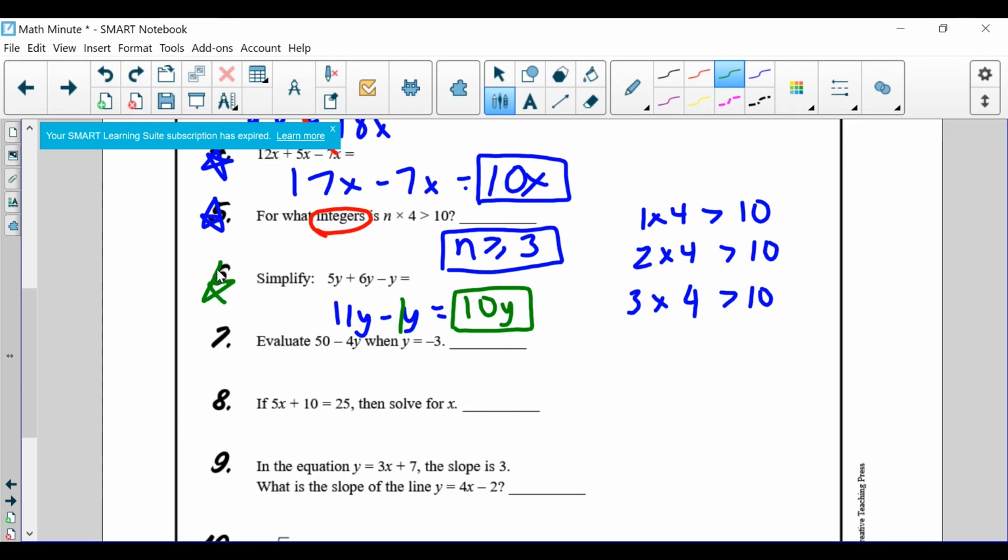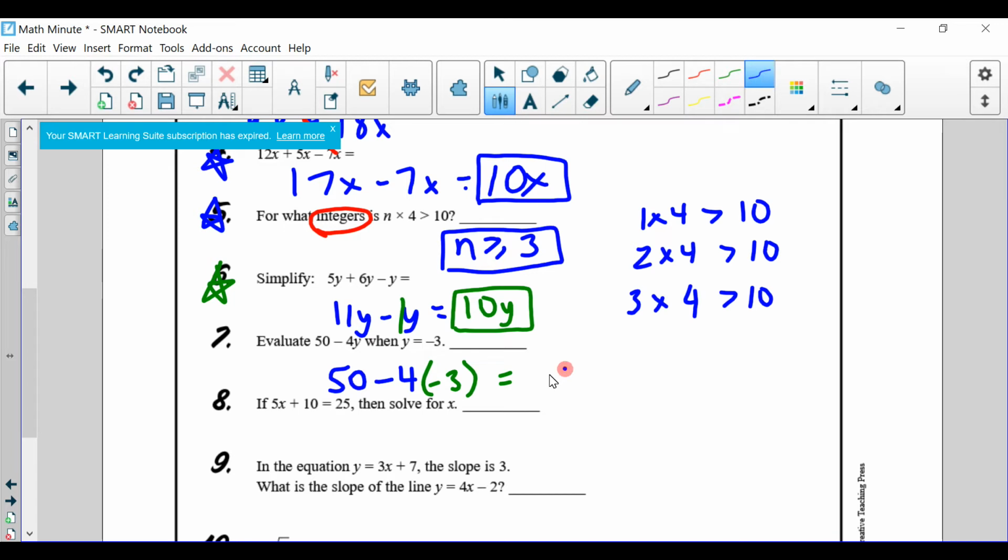All right, continuing on, number 7. It says 50 minus 4y when y is equal to negative 3. So this is a substitution problem. So we've got to make sure we've got the 50 minus 4, but instead of y, we're going to write negative 3. Let's see what we have here.